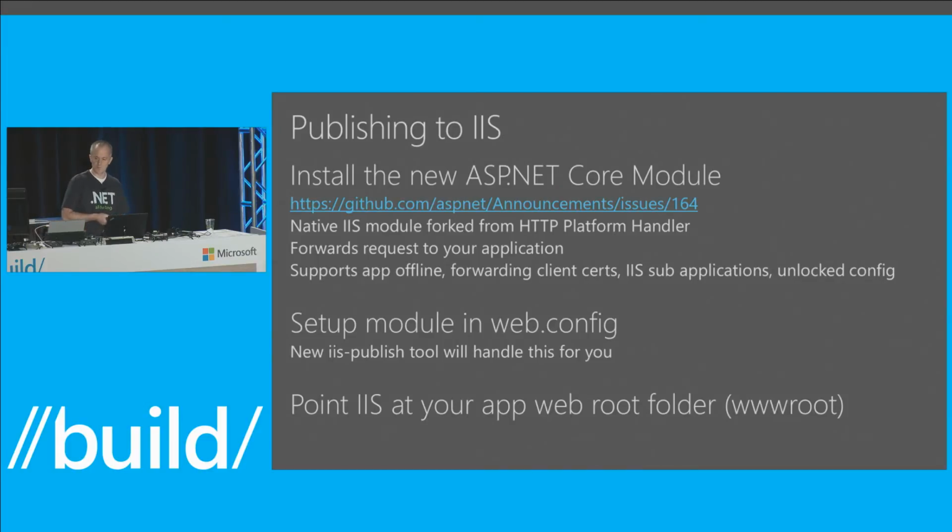It's a new module. You set it up in web.config. This is one of the few cases where web.config still lives. We don't use web.config in ASP.NET Core. Since we're built on top of .NET Core, in general, system configuration is not available on .NET Core. But IIS reads from web.config, so this web.config file is really for IIS purposes. Then you point IIS at the web root of your application, and away you go.